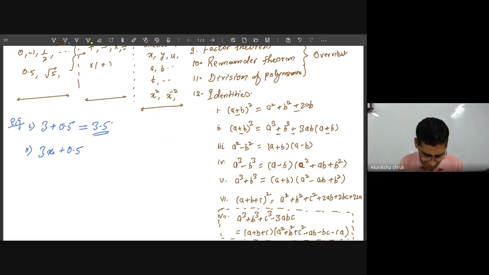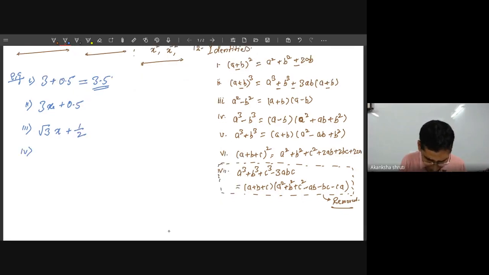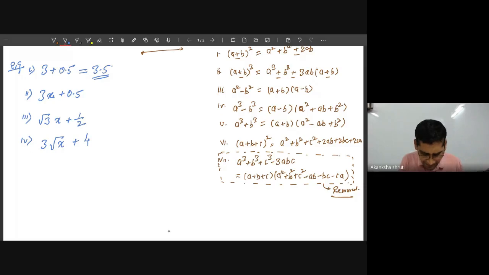So it may be possible that one may take, say, root of 3x plus 1 by 2. One of you may think, why only root over this number? So 3 under root of x plus 4. One may think of this one. So these are the various types.